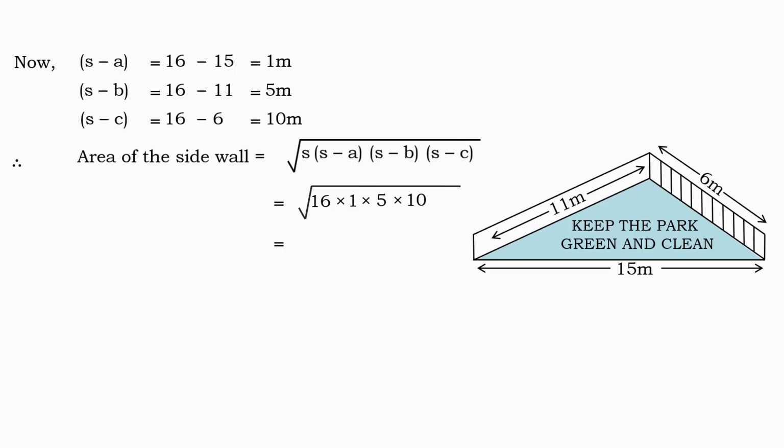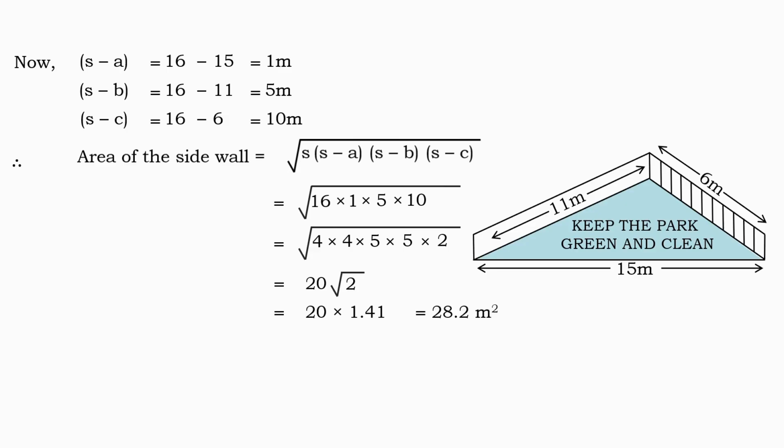Okay. So now 16 means 4 into 4, 5 we will keep as it is, and 10 will be 5 into 2. So we can clearly see that we can make pairs of 4 and 5, but 2 can't be paired. So 2 will remain inside the square root, and 4 and 5 will come out. So 4 multiplied by 5 will be 20. 20 root 2. Now root 2, we know the approximate value is 1.41. So if we multiply, we will get around 28.2 meters square.